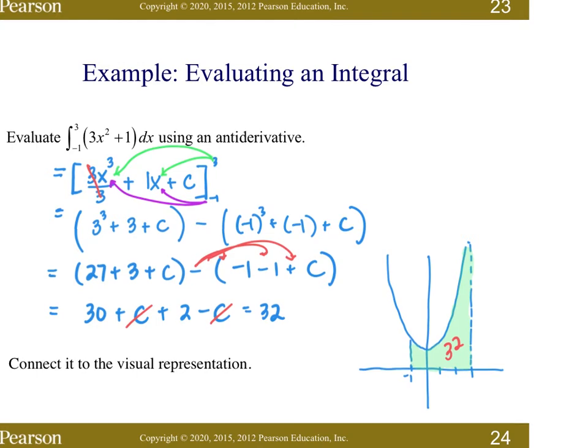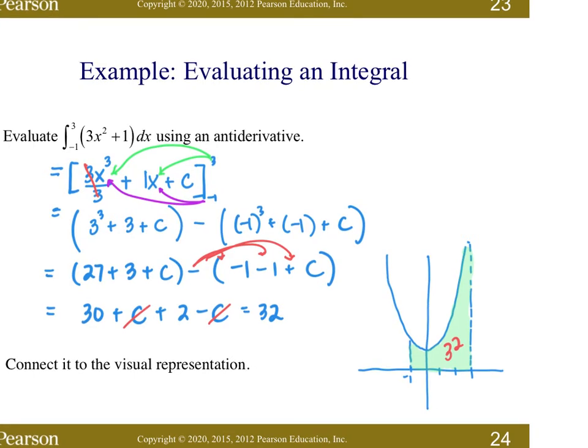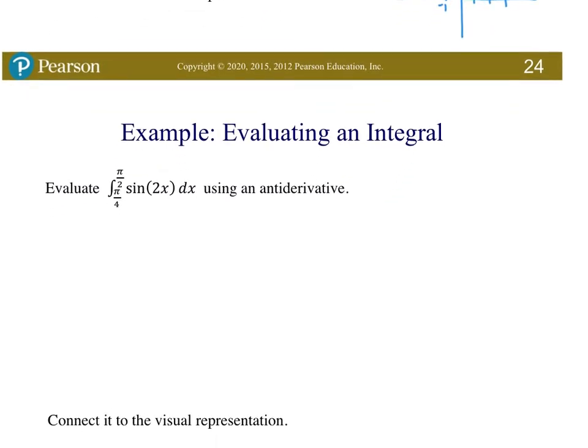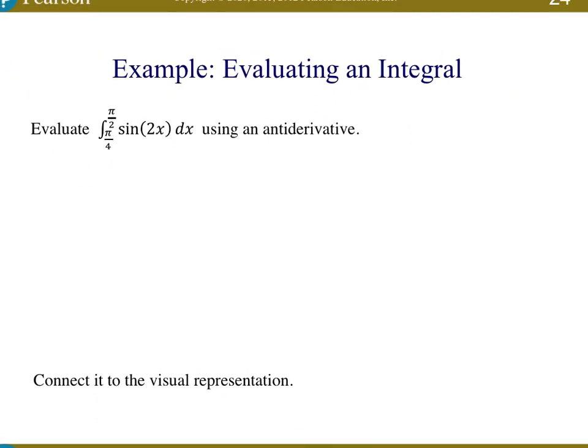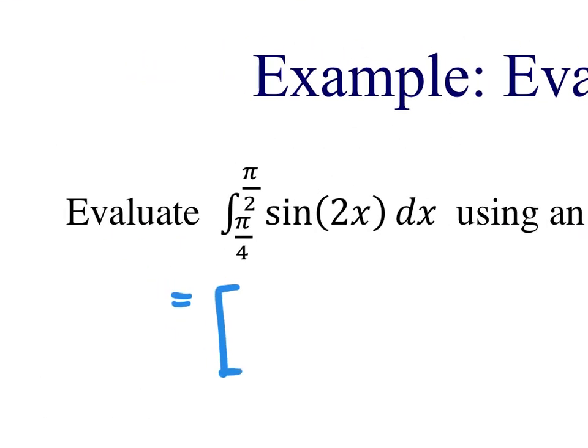So it's always good to understand what your number means in terms of a visual. Okay, let's try another one. Evaluate the antiderivative of sine 2x. All right, so we'll put an equal sign, and then we're going to put a bracket to show we're going to use an antiderivative. So let's think about how this goes.